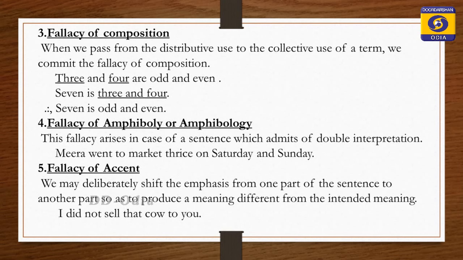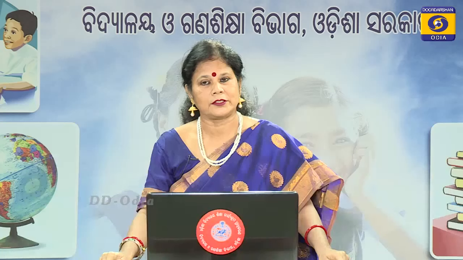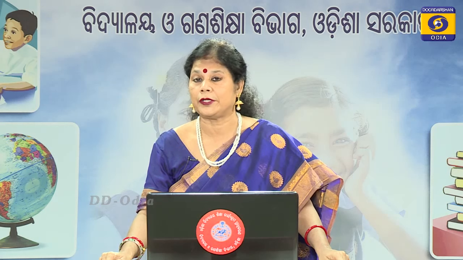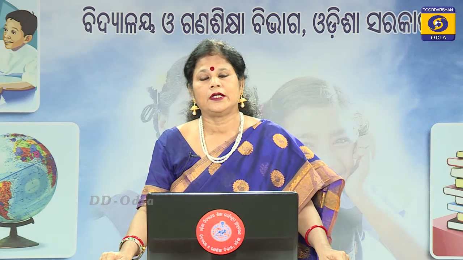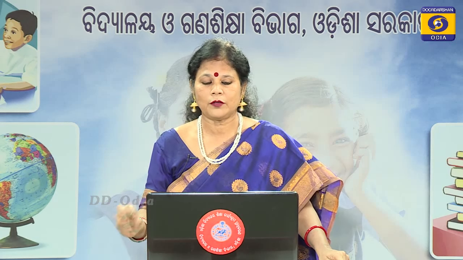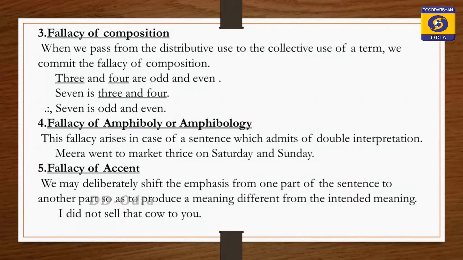Let us see one example. Meera went to market thrice on Saturday and Sunday. This is a sentence, but it does not have a definite meaning. It does not have a particular meaning. It can be interpreted in two ways. So, one will say Meera went to market thrice on Saturday and thrice on Sunday. So, that means in total she went to market 6 times.